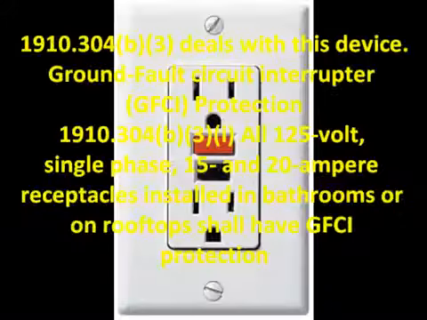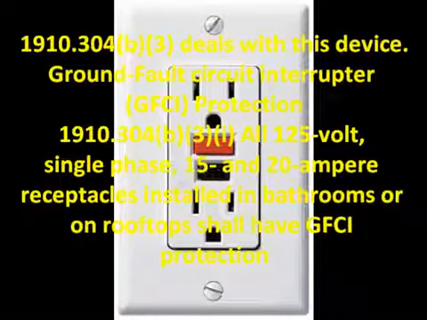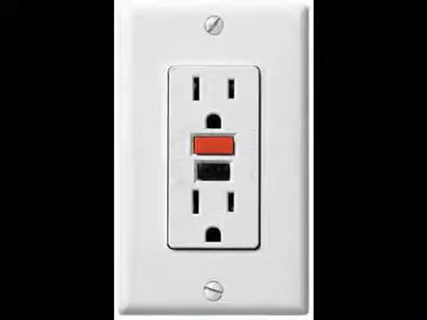A very common and very important safety device is the GFCI receptacle. Section 1910.304(b) deals with this device. Ground fault circuit interrupters, the GFCI, should be used on all 125 volt single phase 15 and 20 ampere receptacles installed in bathrooms or on rooftops. You can see a picture of a GFCI on the screen. A GFCI receptacle limits the amount of time a person is exposed to the current from an electrical shock. It does not prevent electrical shock. This is a common misconception.